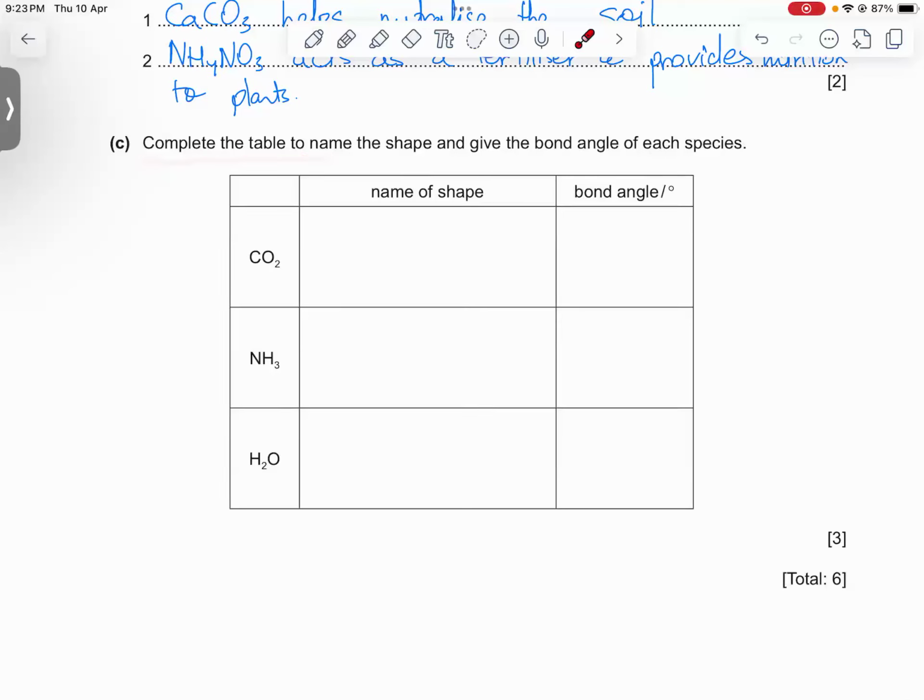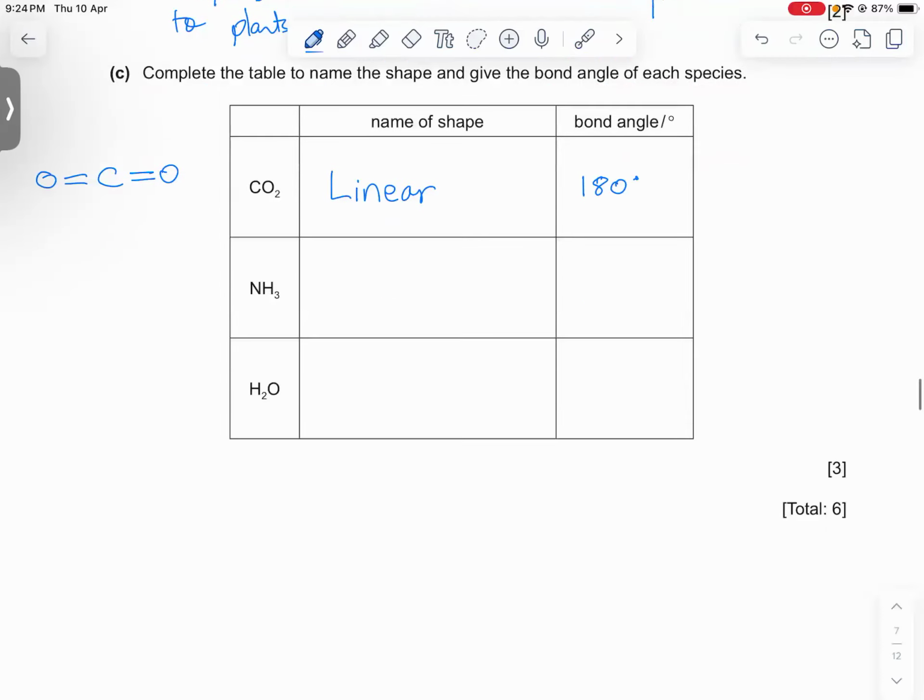Complete the table to name the shape and give bond angle of each species. CO2, as you remember, is a linear compound, right? Because it contains one central element joined to two atoms, right? So linear, bond angle is 180 degrees. Okay. NH3, if you remember, NH3 is having what kind of shape? A pyramidal shape, not a trigonal shape. Why? Why does it not have a trigonal shape?